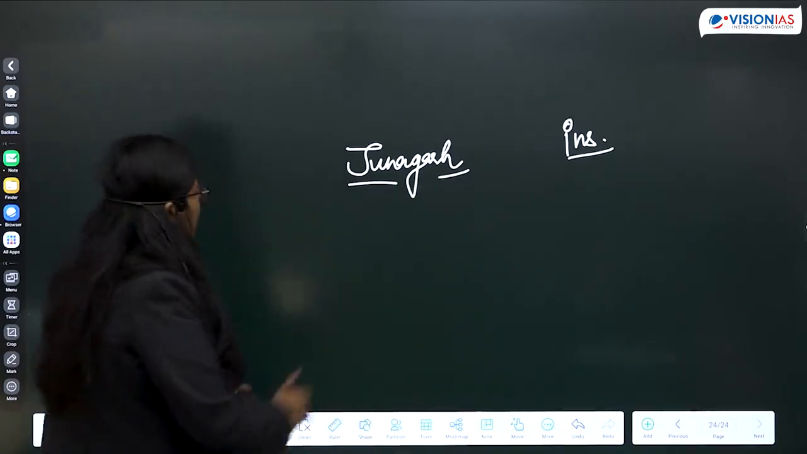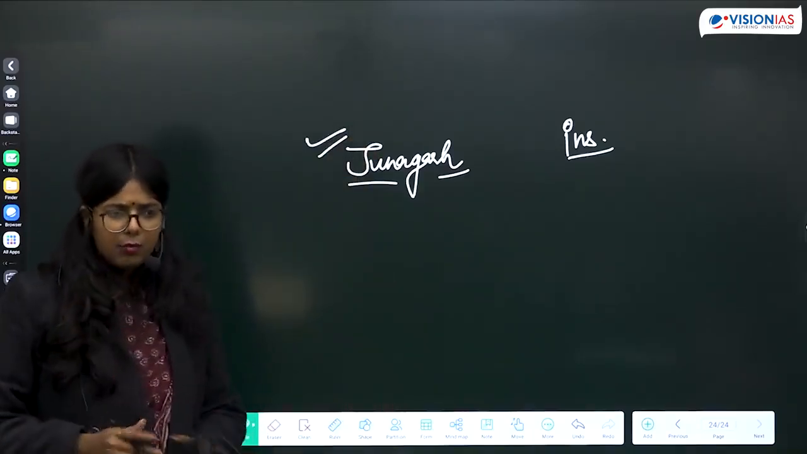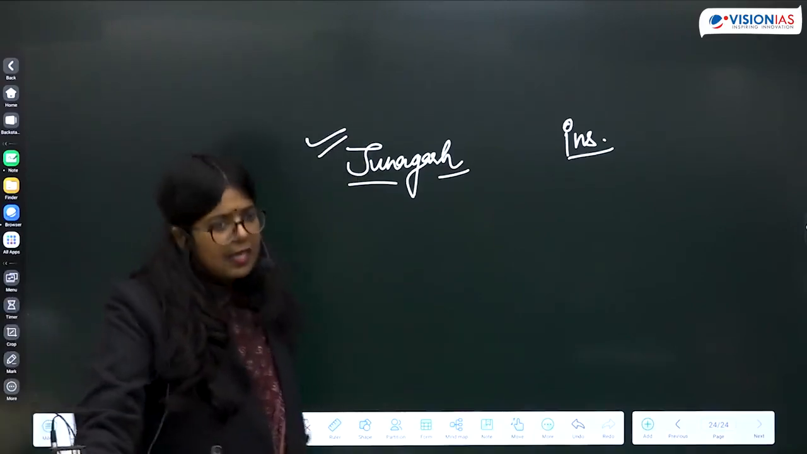This inscription is important for other reasons also. When we come to the post-Mauryan period, then we will talk about the importance of this particular inscription.